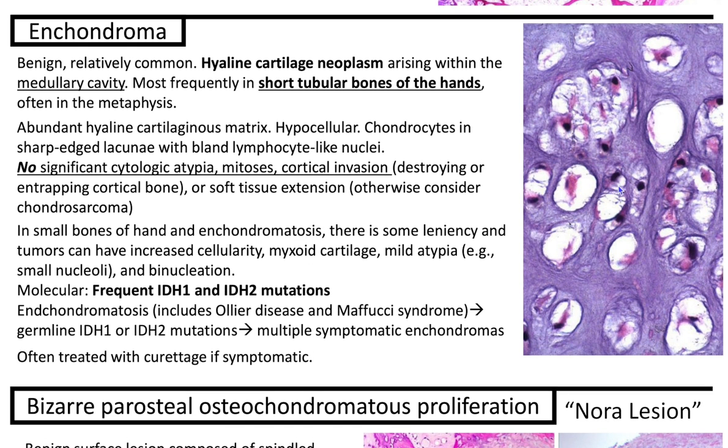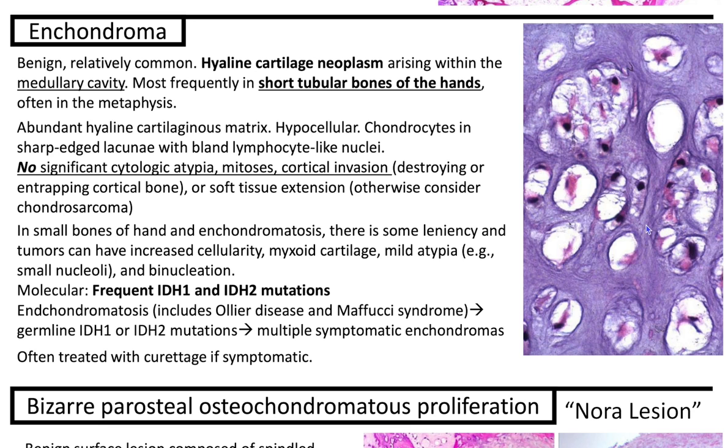Enchondroma, or I like to think of it as inchondroma. This is a hyaline cartilage neoplasm arising within the medullary cavity. It's oftentimes found in the short tubular bones of the hands. You won't see significant cytologic atypia, mitoses, or cortical invasion. However, you want to give some leniency to enchondromas in the hand, and if they have enchondromatosis, because these tumors can have increased cellularity, myxoid cartilage, mild atypia, and binucleate cells.